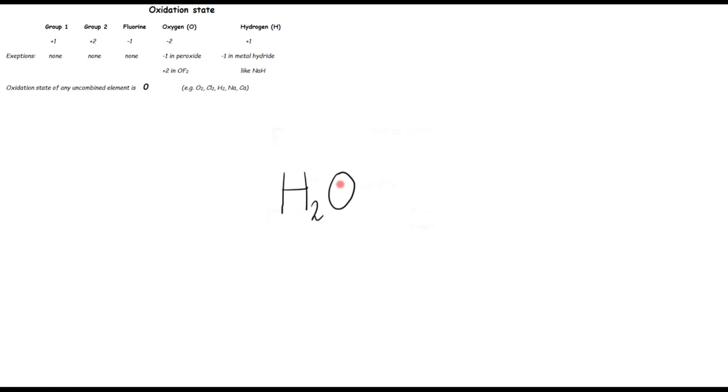Hello. Before we even start balancing the redox equations, first we need to learn how to assign the oxidation states to atoms in a molecule. So let's start with water. We'll be using our oxidation table, where we can find the most common oxidation state of the most common atoms in molecules. For example, for oxygen the most common oxidation state is -2, so we put a -2, and for hydrogen it is +1.